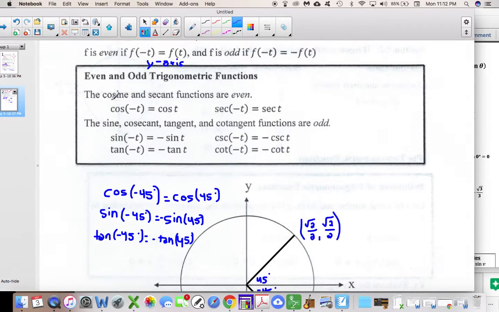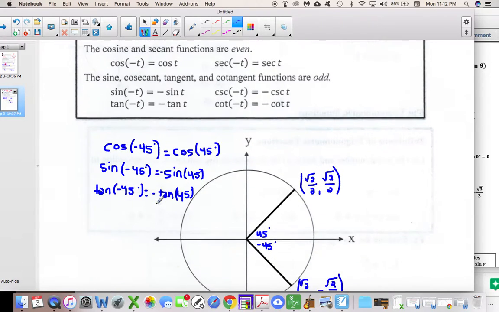Cosine and secant are reciprocal functions. Cosine is an even function. Sine and tangent are odd functions. Let me show you how this works. Cosine of a negative value just turns it back positive. Sine of a negative value makes the whole thing negative. That's the definition of odd and the definition of even.